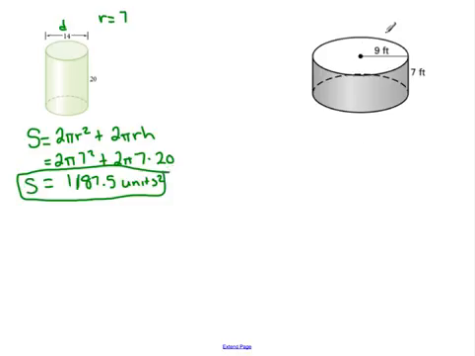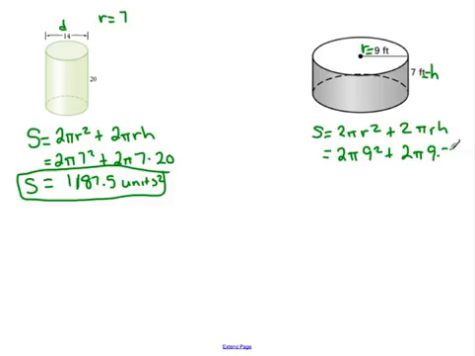For this one, it gives us our radius is 9 feet and our height is 7 feet. So if we have surface area equals 2 pi r squared plus 2 pi r h, we'll just substitute these in. 2 pi times 9 squared plus 2 pi 9 times 7. It's really nice to just put that in your calculator, type it in exactly how it says it, and you should get 904.8 square feet.